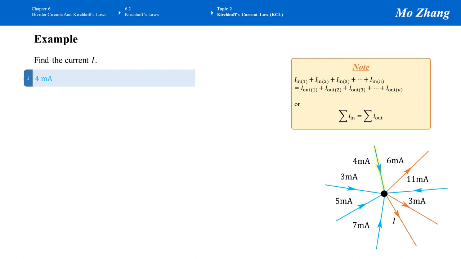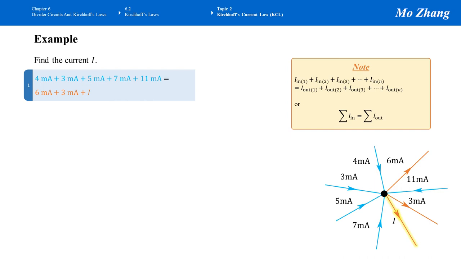So 4 ampere plus 3 ampere plus 5 ampere plus 7 ampere and plus the 11 ampere. These together are the total current entering the node, equals to... but now let's take care of the current leaving that node. So I can pick this branch first. That is 6 ampere plus 3 ampere and added to this unknown current I. So we have all this bunch of numbers and one unknown variable. We can find the I.